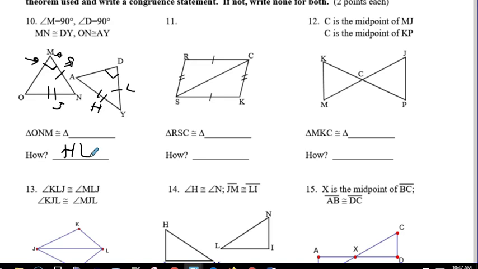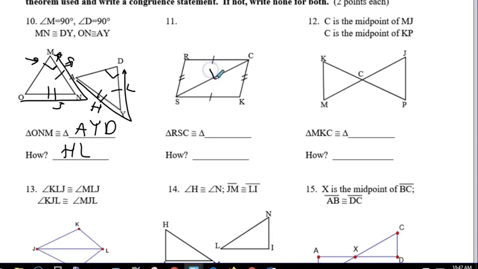Now, order, ONM. So I'm starting at O, going down Highway 2, up Highway 1. So I'm going to start at A, Highway 2, Highway 1. That's going to be A, Y, D. Order matters. You will lose points if you put DAY or DYA or ADY, and it has to be the exact same order.